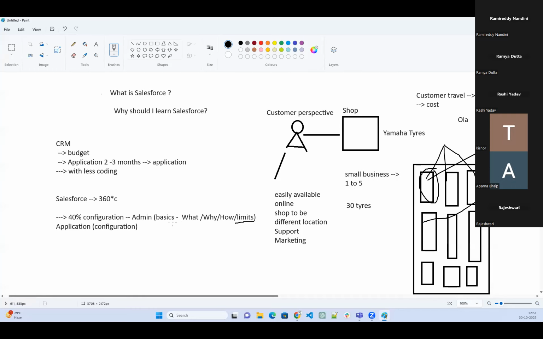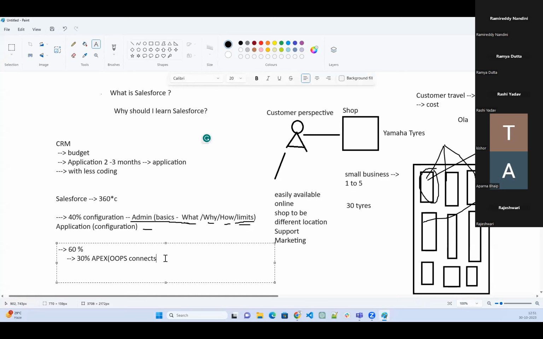So when you are learning the basics, you need to understand what it is, why we are using it, how I need to use it, and what the limit is. If you understand the admin part of it, it is easy. Half of the work is easy in Salesforce, and for the rest, the 60%, I'm going to divide it again here. 30% is Apex. When I say Apex, it's an OOPS concept. It's an OOPS concept. Now, I heard somebody has already learned Java, core Java, right?